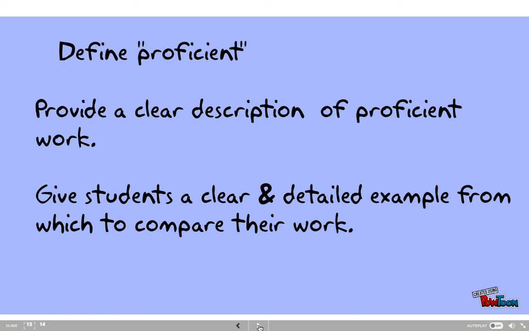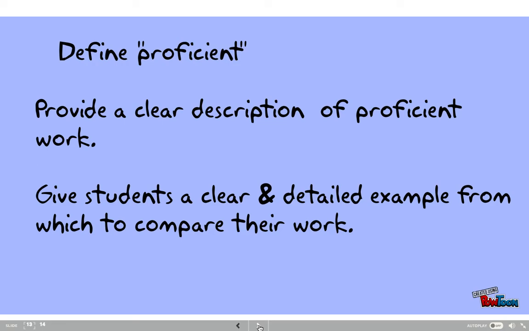Then you're going to define proficient. Once you have the levels, maybe it's beginning, developing, secure, the first key is to define what it means to be proficient. Once you've defined proficient work, and you should have a couple different indicators, right? It's not just going to be one component of the assignment. There's probably 2 to 3, maybe 4 indicators for each assignment, which is the very left-hand column of the rubric.